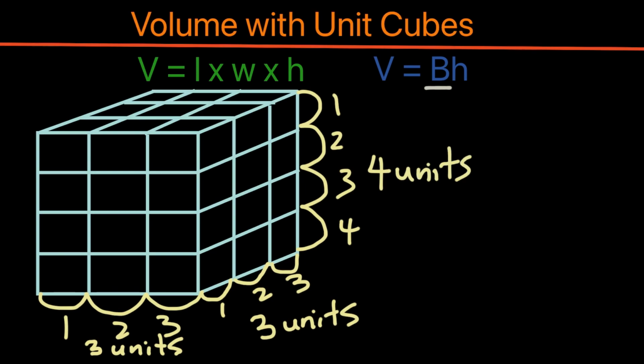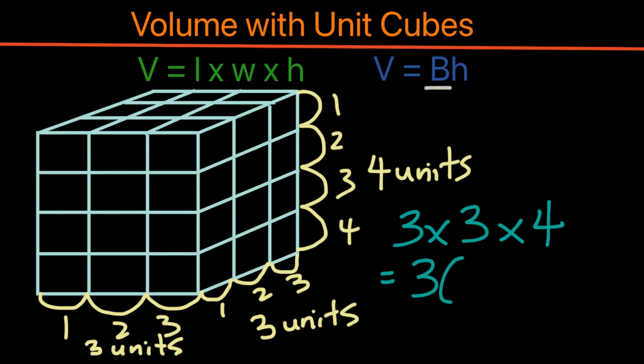Now that we have all this information, all we have to do is to multiply them. So the length is 3 units times width, which is 3 units, times height, which is 4 units. So we take 3 times 3 is 9. 9 times 4, 36. So the answer will be 36 unit cube.